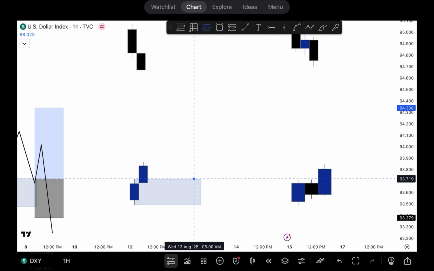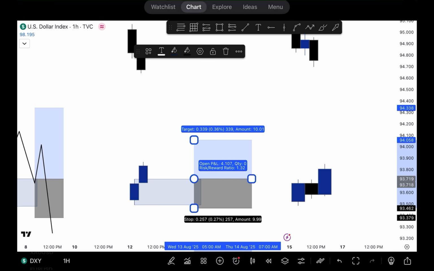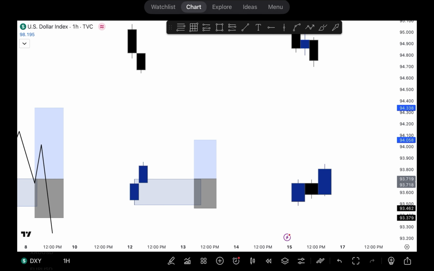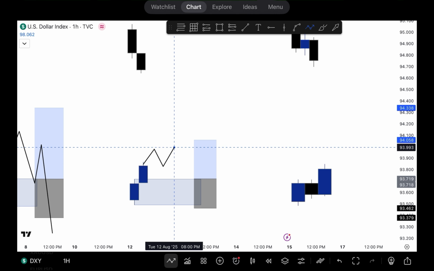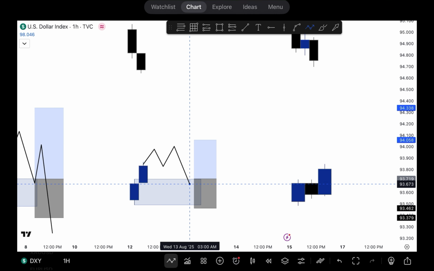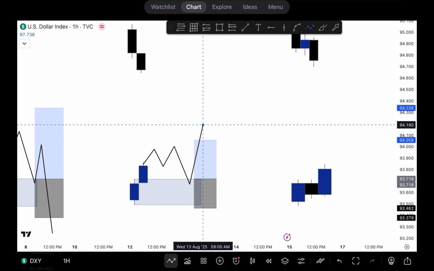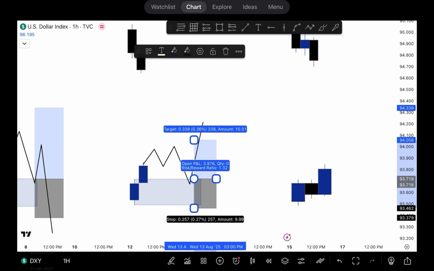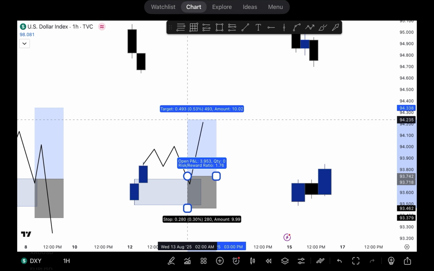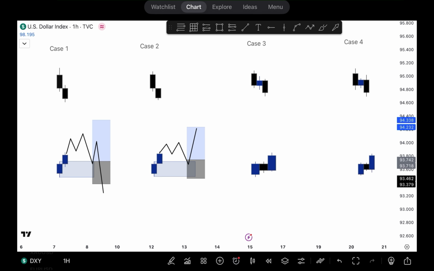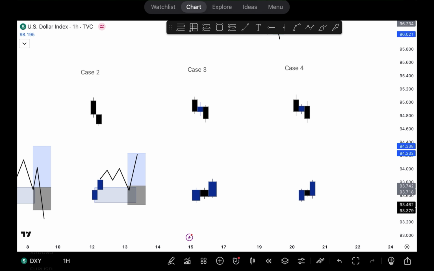You set your buy limit, right? Set your buy limit, and price is going to respect it because that particular candle is yet to be mitigated. Boom. This is likely what's going to happen, right? It is going to work for this second case.